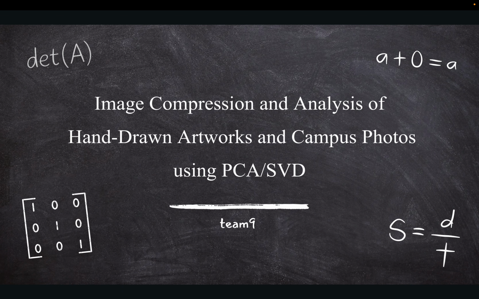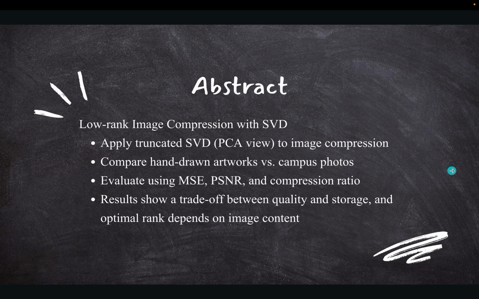Our topic is image compression and analysis of hand-drawn artworks and campus photos using PCA SVD. Let me briefly introduce what we did first. We applied truncated singular value decomposition from a PCA perspective to perform low-rank image compression. We compared two types of images, hand-drawn artworks and campus photos, which have very different visual structures.